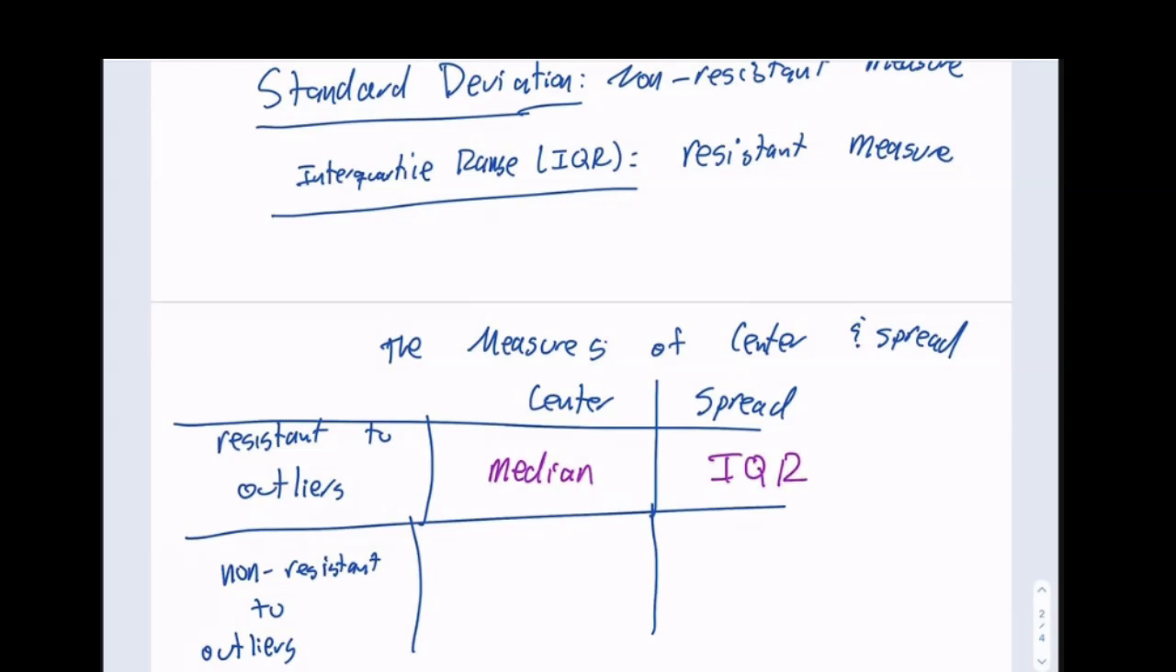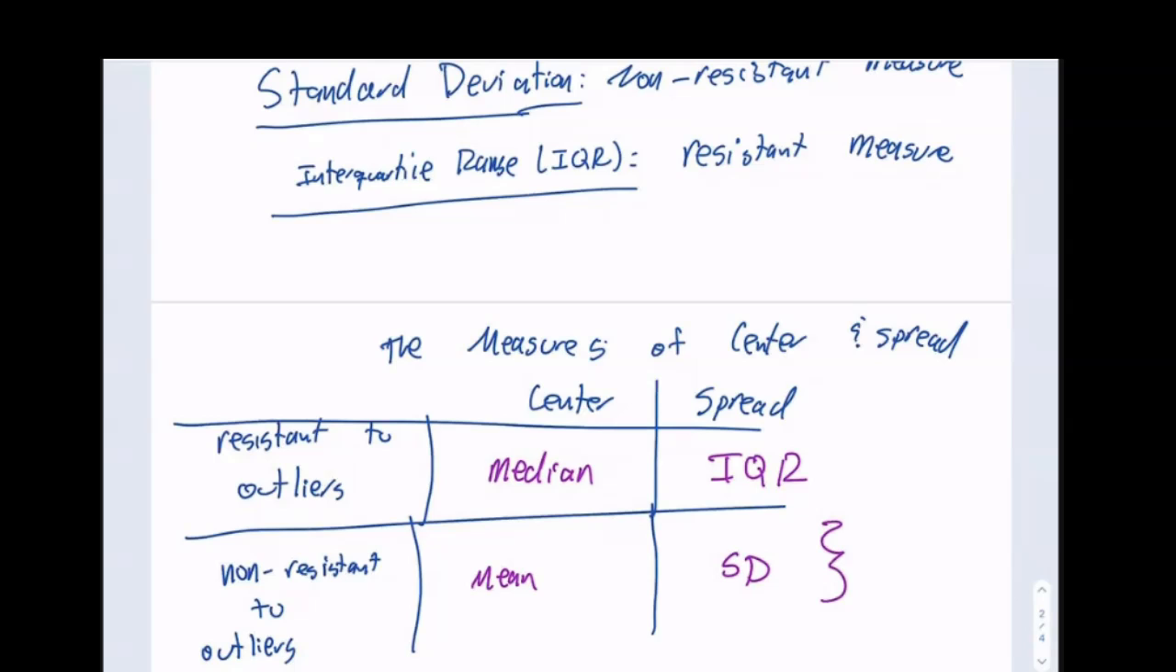Non-resistance means, you know what? I'll follow you. You're not resistant much. You're just going to give up the fight. Like, wow, look at that outlier, I'm going to go follow it. I'm going to change because of that one person. That's non-resistant, which is the mean and standard deviation.